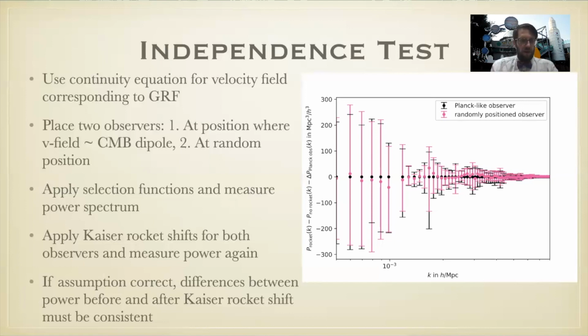The error bars have to be understood as for a single realization, since that is what we can observe in reality. And you can see that the difference from assuming the Kaiser rocket effect to be independent from the clustering is smaller than the error that we have on our clustering measurement.